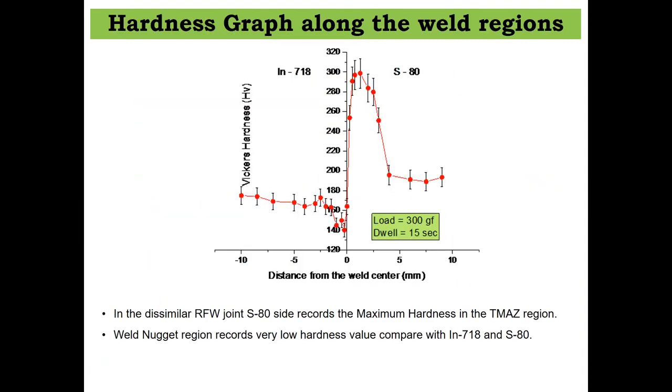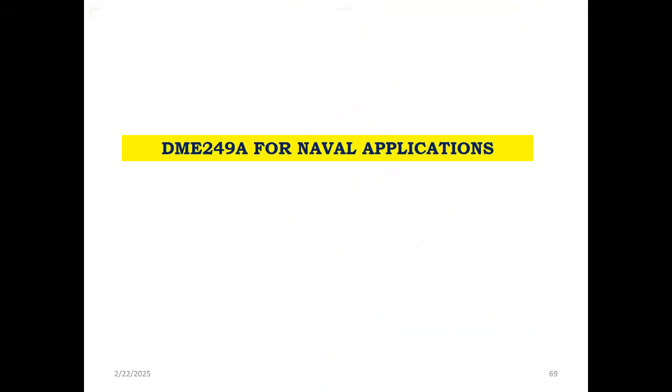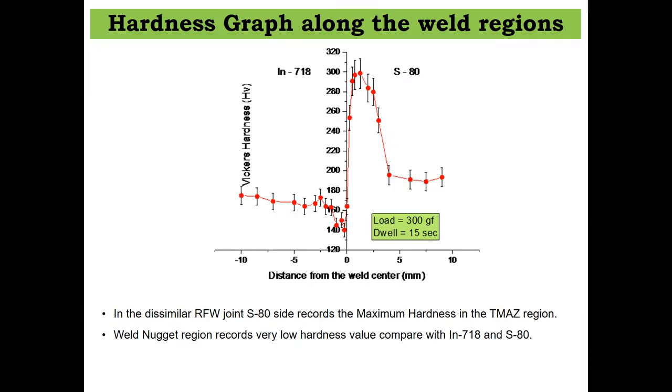Also for hardness, because dissimilar materials have been joined, the hardness is higher at the side of S80, which is around 300 HV. The hardness is decided based on the microstructural features of the different materials, which are welded by using the rotary friction welding technique.